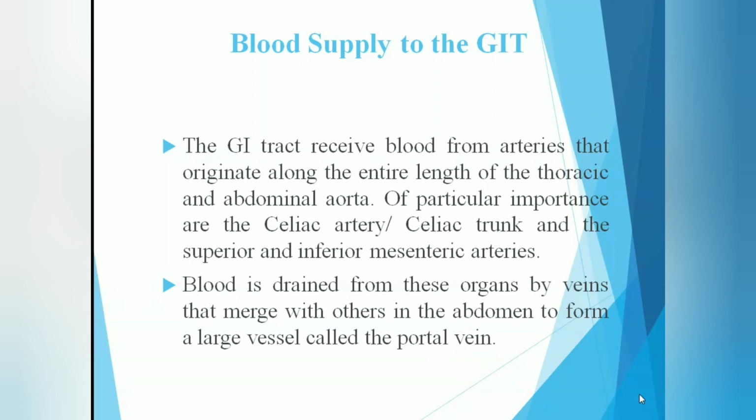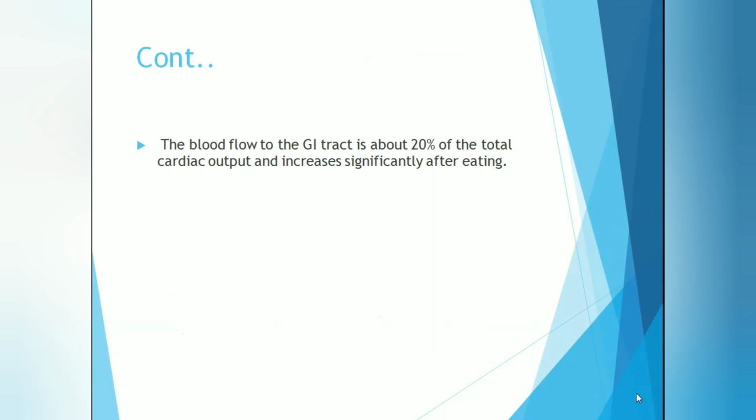Blood supply to the GIT. The GI tract receives blood from arteries that originate along the entire length of the thoracic and abdominal aorta. Of particular importance are the celiac arteries, or celiac trunk, and the superior and inferior mesenteric arteries. Blood is drained from these organs by veins that merge with others in the abdomen to form a large vessel called the portal vein.